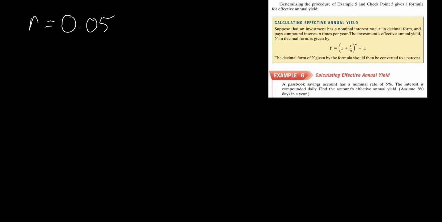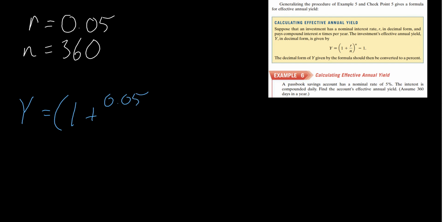The interest is compounded daily. Well, how many days are in a year? Normally there's 365, but this is wanting us to put 360. And that's it, right? That is actually all the variables, because the other variable, the big Y, is what we're going to try and figure out. So we've got Y is equal to 1 plus my rate, which is 0.05, over N, which is 360. And then we're going to subtract 1.